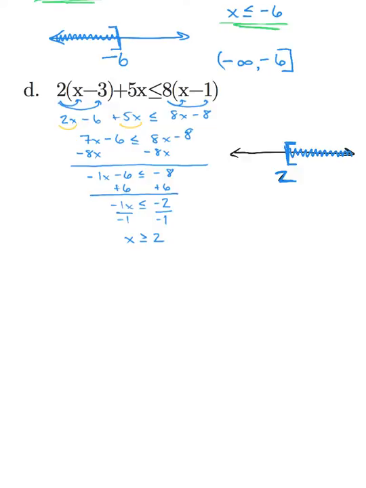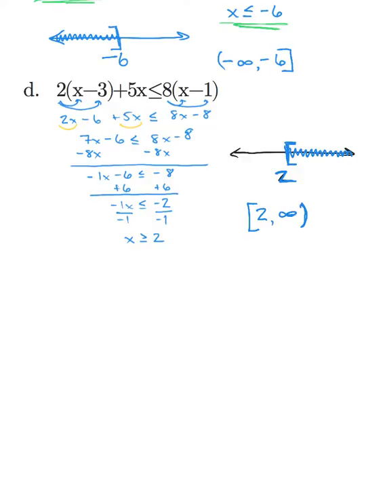My interval notation, my leftmost value of the shading is 2. My rightmost value, since this goes on forever, it's going to be positive infinity. I want a bracket at 2, and I want a parenthesis around infinity.